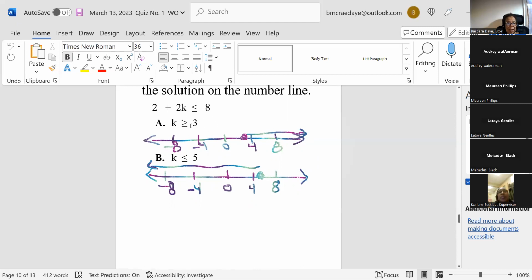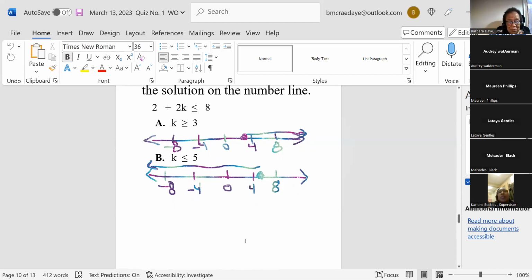Because it wasn't duplicated. You didn't have that appearing twice where you had to decide which graph is right. All the graphs match the inequality. So once you got your inequality right, then you have the right answer.